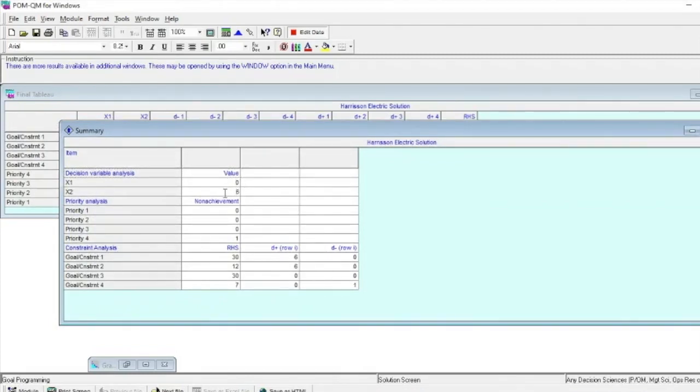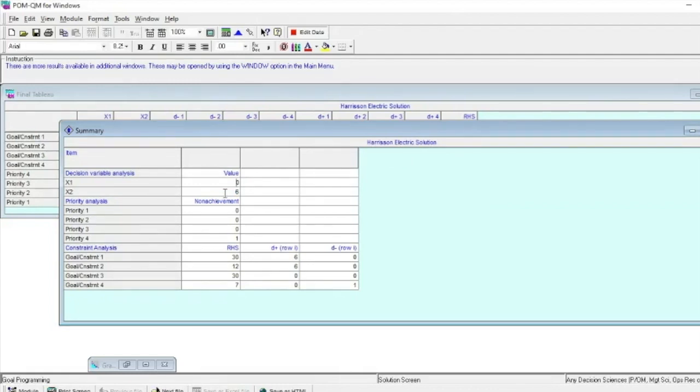Which is, kung babalikan ninyo, ito yung pareho sa naging final answer natin. We should produce 6 units of x2 which is the ceiling fans, and we don't need to produce any unit of chandelier, that is 0.